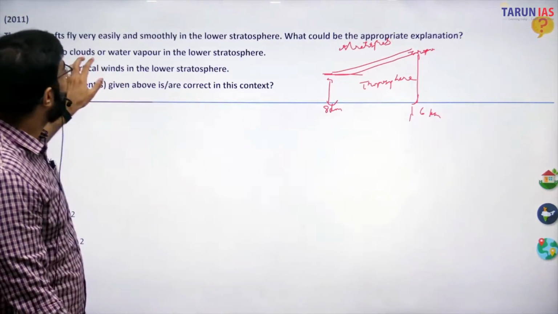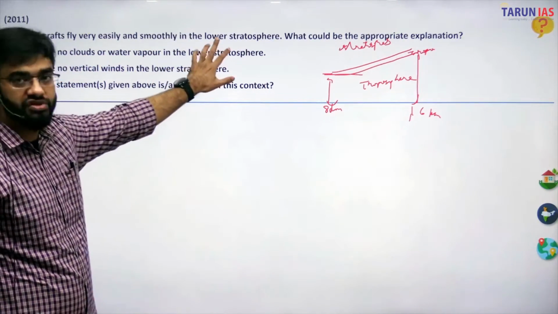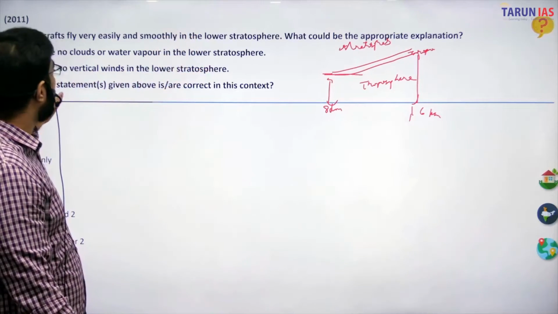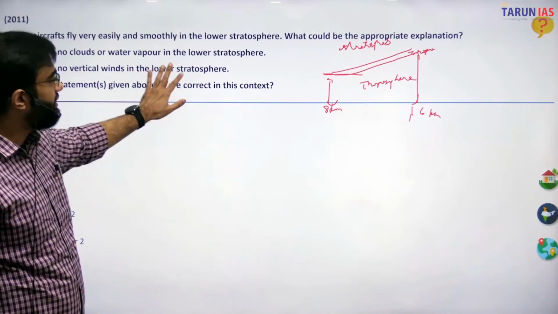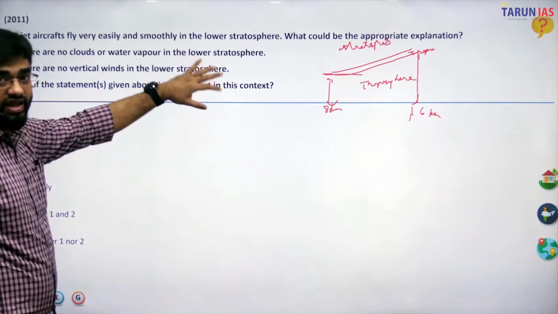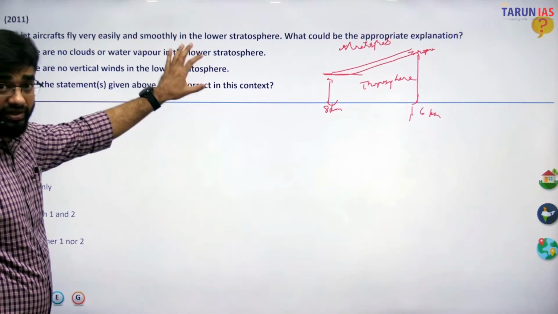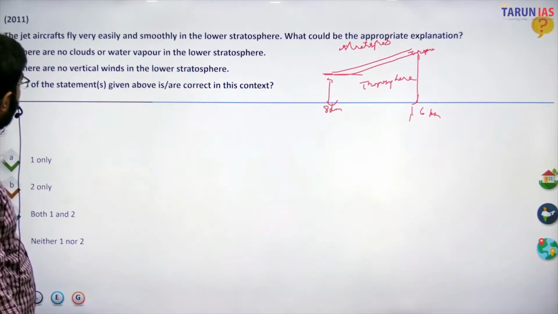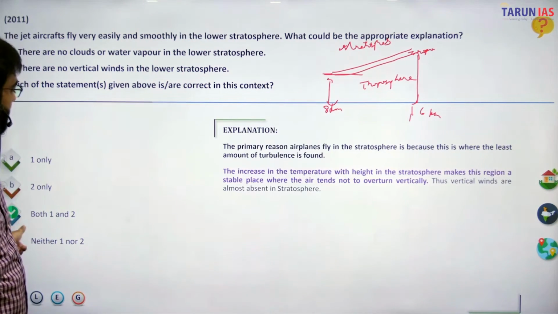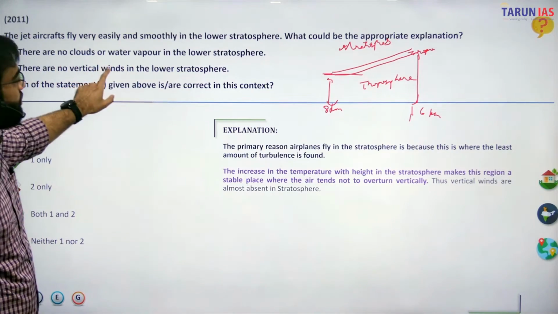So basically, there are no clouds or water vapor in the lower stratosphere. So this is correct. There are no vertical winds in the lower stratosphere. Now we have to be a little bit careful here. If I see the answer here, the answer is both 1 and 2, of course, because no vertical winds.